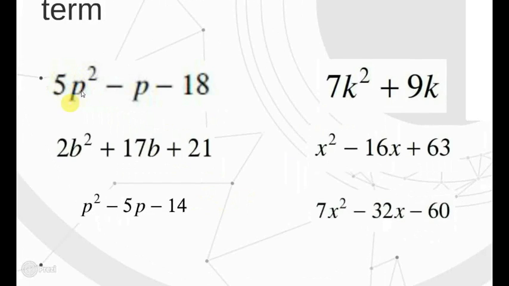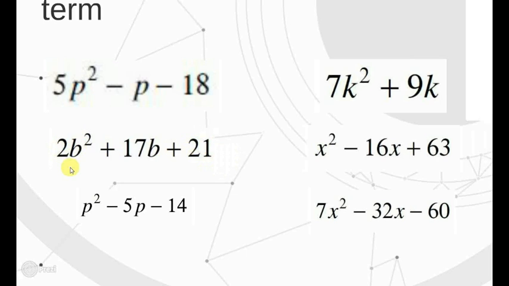So we can go through these different samples and we'll identify whether they fit our criteria or not. Is this one a slide and divide quadratic? Yes, it certainly is. It's got 3 terms, and then there's a number in front of the squared term, so that works. Same thing with 2b squared plus 17b plus 21. This one fits as well. 3 terms, 1 squared, 1 not squared, 1 without a variable, and then there's a number in front of the squared term. Perfect.